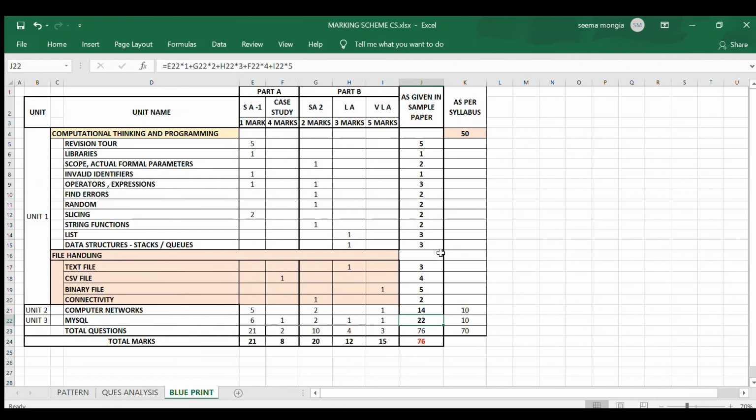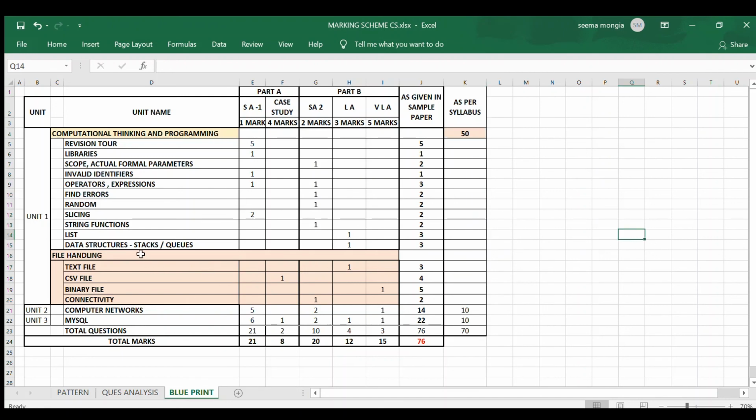But what if the CBSE follows the pattern strictly as per the syllabus, and you prepare yourself just on the basis of the sample paper? You will be at a very high risk, and there are chances that you might find the paper difficult while attempting it in boards. So keep this difference in mind and be prepared that this difference might be covered in your first unit, that is computational thinking in programming.